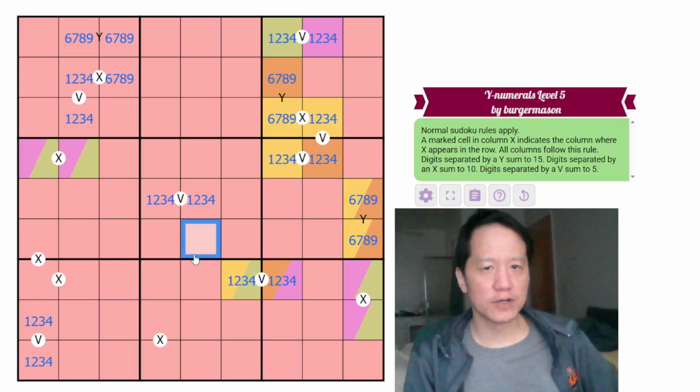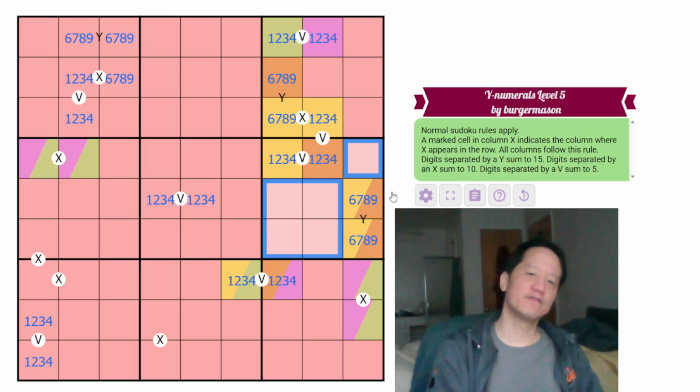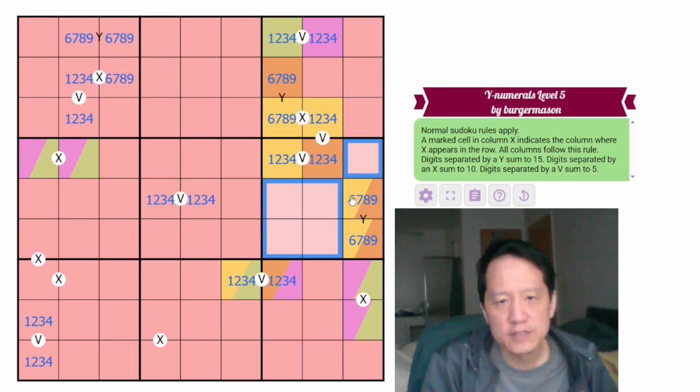What else do we know? The remaining digits in this column, in this box, have to be the green 1 through 4, 6 through 9, and the pinks 1 through 4, 6 through 9, and it's 5. So that doesn't tell us much.